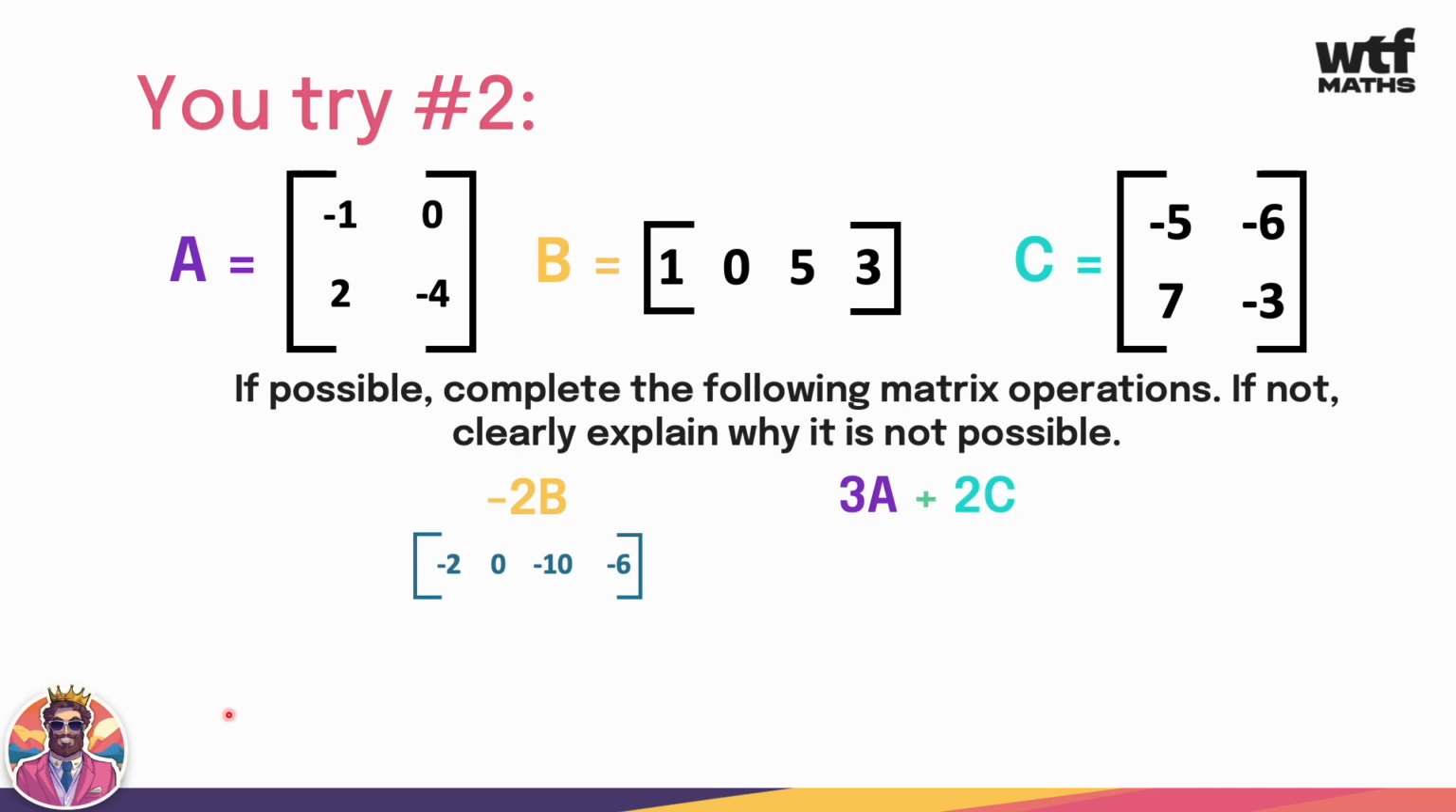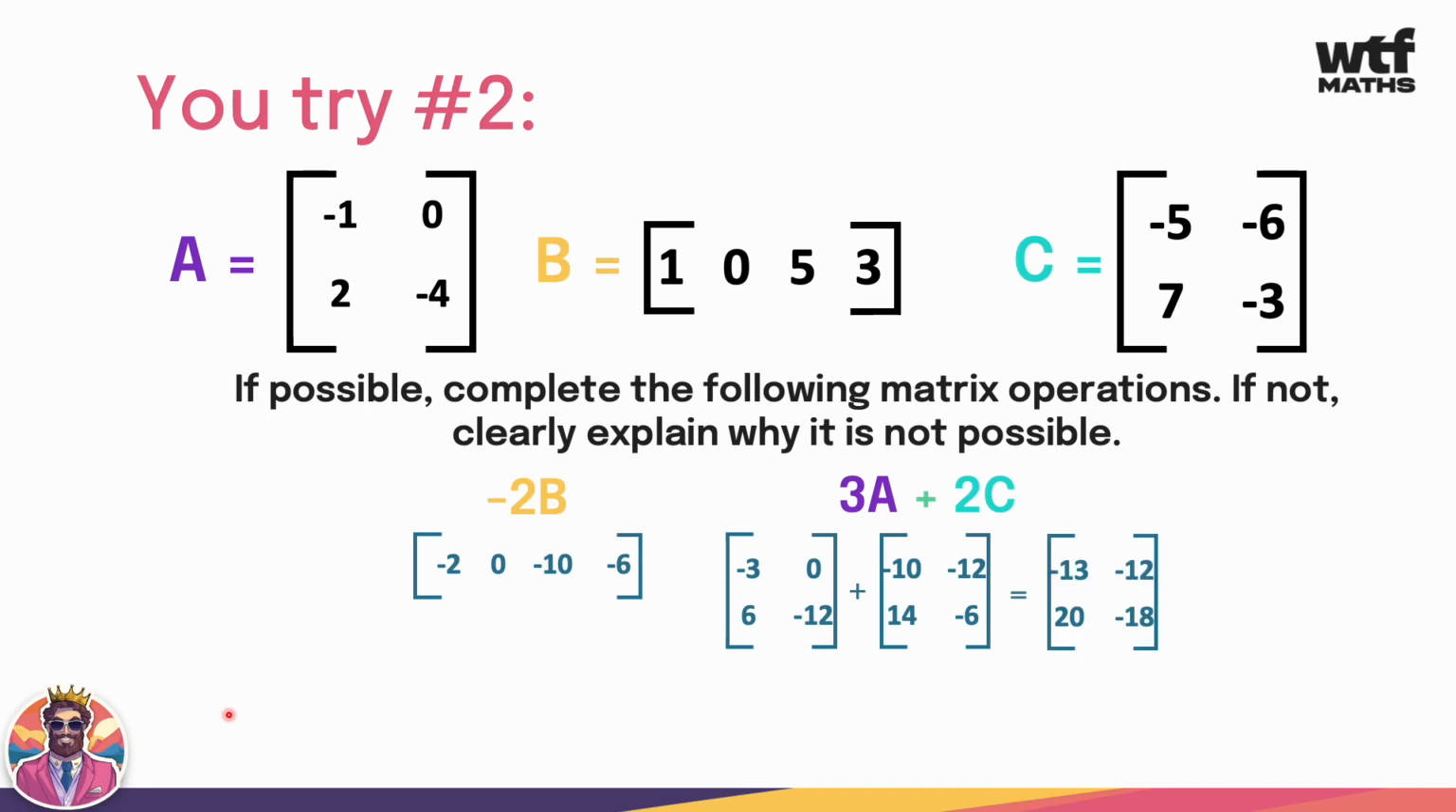So 3 times A will give you negative 3, 0, 6, and negative 12. 2 times C will give you negative 10, negative 12, 14, and negative 6. And finally, you add those corresponding elements together. So negative 3 plus negative 10 is negative 13, 0 plus negative 12 is negative 12, 6 plus 14 is 20, and negative 12 plus another negative 6 is negative 18. So hopefully you got those answers right.